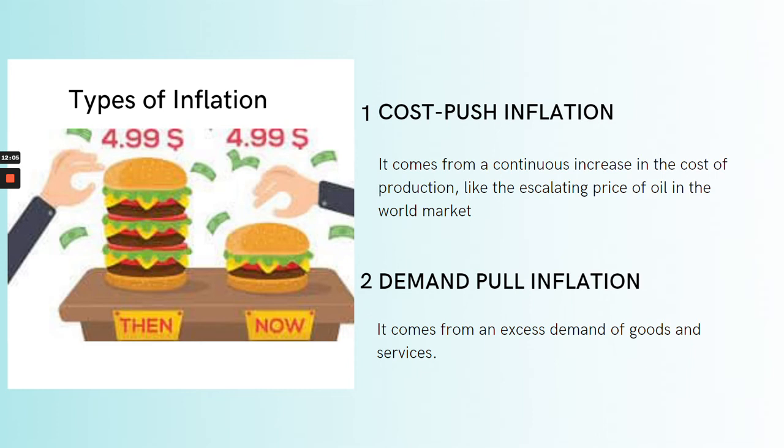So, if you will remember the law of supply and demand, if the price is high in the law of demand, the demand decreases. However, there are times that the demand is high even if the price is high. Okay, so that is going to cause a demand-pull inflation. So there is an excess demand of that particular product, right? So I hope that is clear.